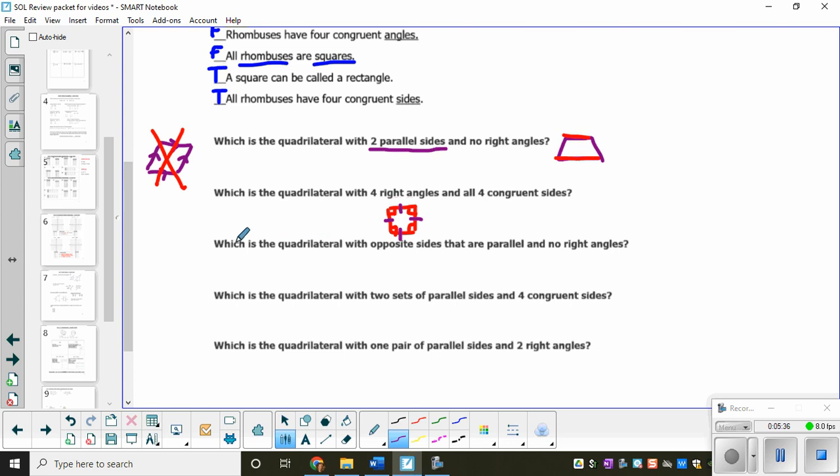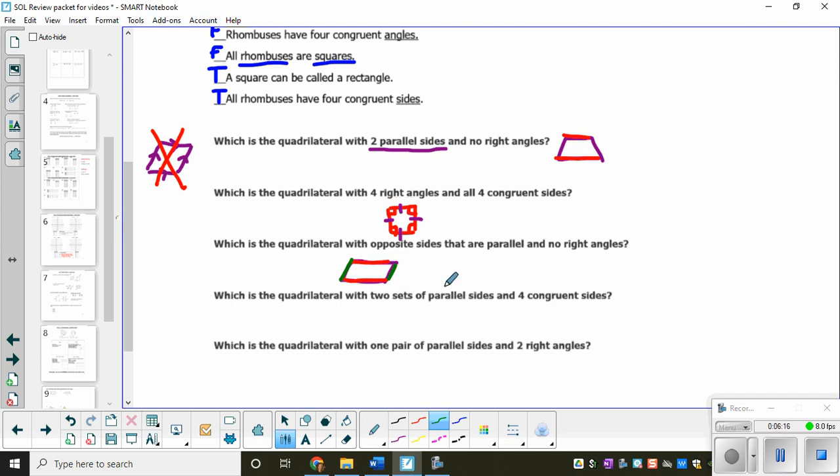All right, we're on the third one here, which is the quadrilateral that has opposite sides that are parallel and no right angles. Now it doesn't talk about the sets, it just says the opposite sides. So that means that the top and bottom are parallel, and then the two sides are going to be parallel. And if there's no right angles here, it looks like we're going to have a parallelogram. It doesn't say anything about the sides being congruent or not, so we can't assume a rhombus. But this side right here would be parallel to the bottom. And then this side right here would be parallel to this side. And we have no right angles in the shape, so we are good to go. This is a parallelogram.